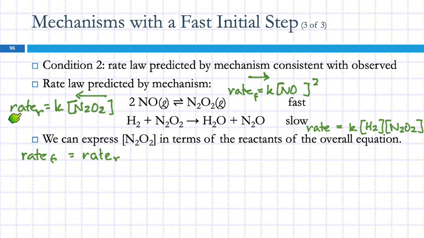So the reverse rate and the forward rate have to equal each other. Well, that means that what they are equal to has to be equal. So I'm going to call this rate constant the forward rate constant, and this one the reverse rate constant, because they're not going to be the same number. But the rate forward is the forward rate constant times NO squared. That has to equal the reverse rate constant times N2O2.